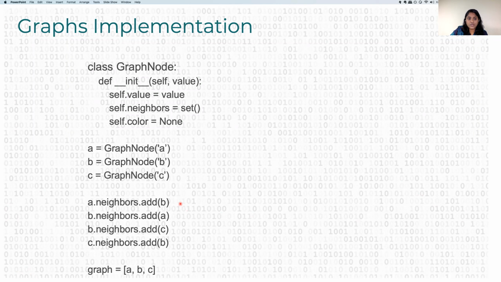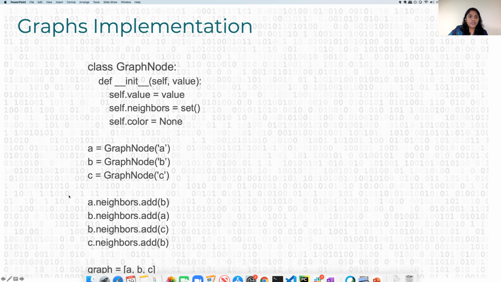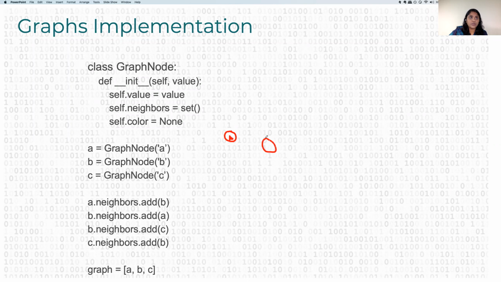We have added three nodes A, B, and C. And I'm trying to see if I can draw those neighbors as we add them. Okay, cool. So here we have created a node A, and then created a node B with a value of B, and then there's one more, C.